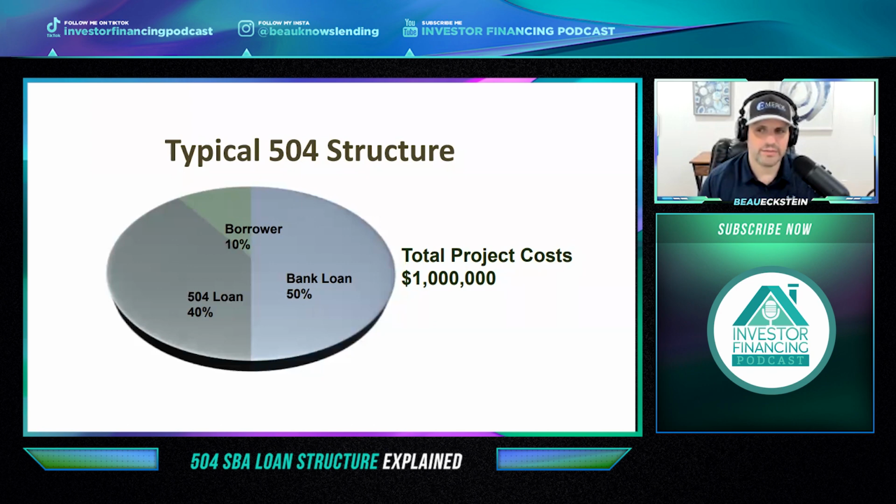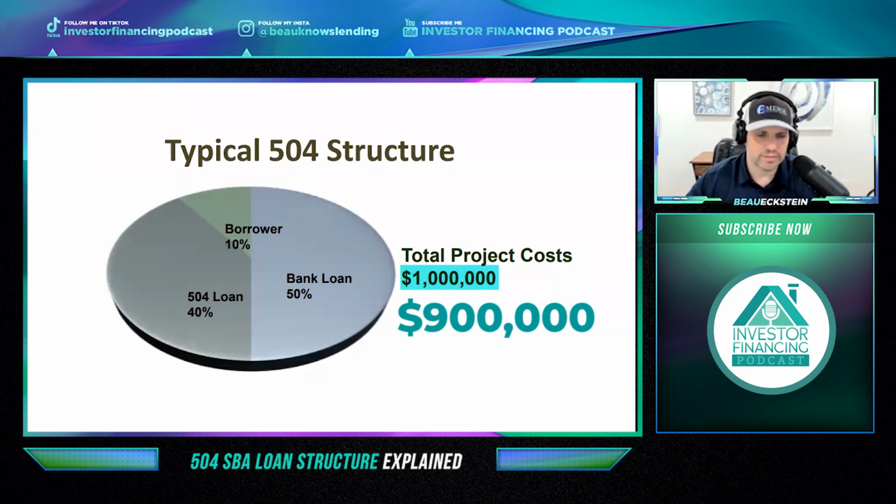If it's land, if you're doing a construction loan, it could be the purchase of the land. Bear in mind that it's got to be entitled and you got to be shovel ready to close on your SBA loan. So on this $1 million of total project cost, we're going to finance essentially $900,000.